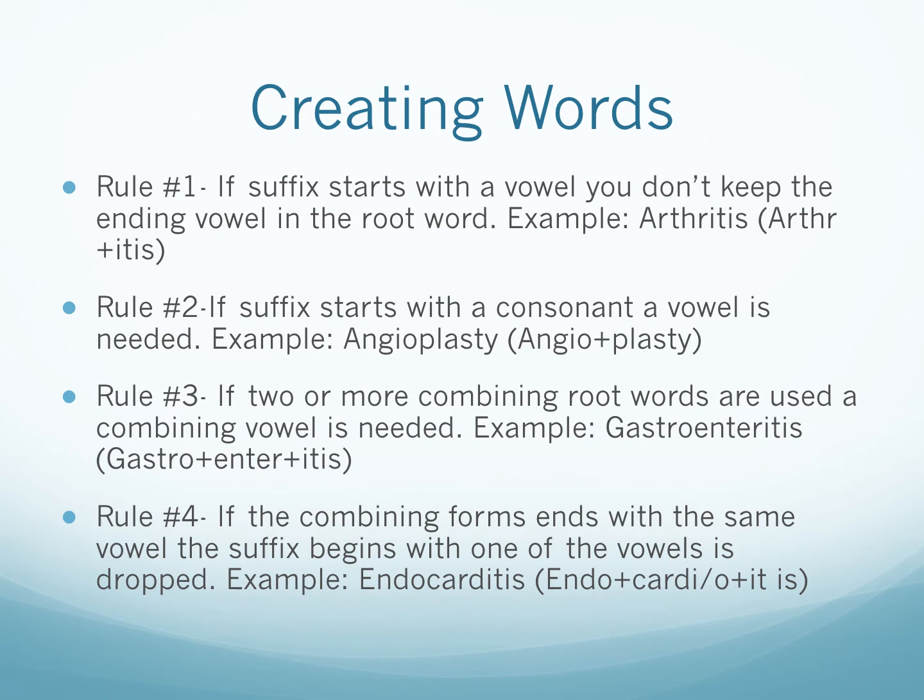There are a few rules we will follow when combining root words with a suffix. Rule number 1, if the suffix starts with a vowel, you don't keep the ending vowel in the root word. For example, arthritis. Rule number 2, if a suffix starts with a consonant, a vowel is needed. Example, angioplasty. Rule number 3, if 2 or more combining root words are used, a combining vowel is needed. Example, gastroenteritis. Rule number 4, if the combining form ends with the same vowel the suffix begins with, one of the vowels is dropped. Example, endocarditis.